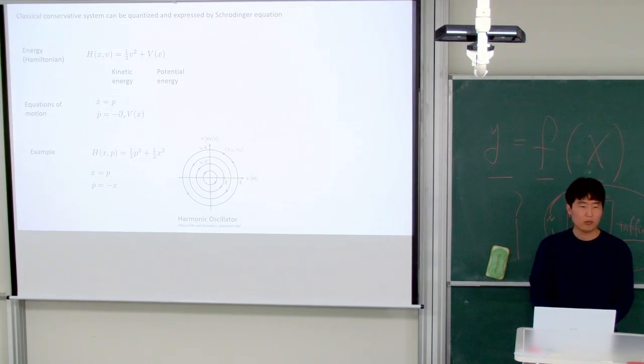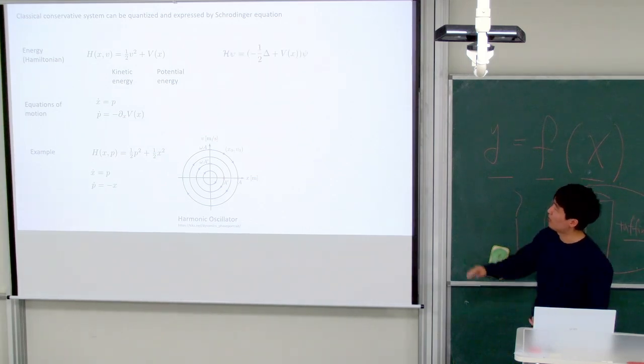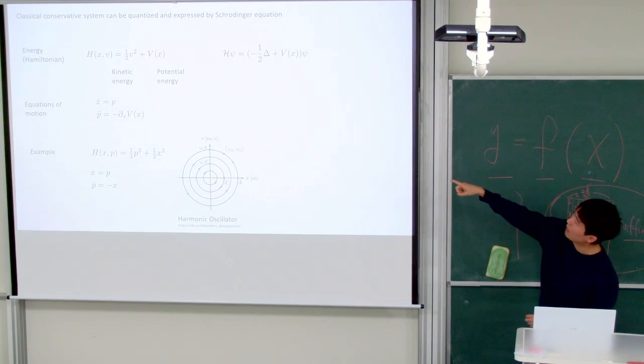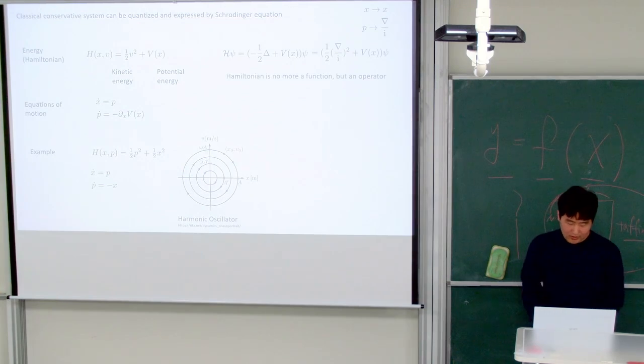Now it is transformed into quantum mechanics like this. First, the energy should be transformed into an operator. So the energy H now becomes the operator H. Operator means the input should be a function, and the output is a function. I will skip here. So the Hamiltonian or energy is now no more a function.